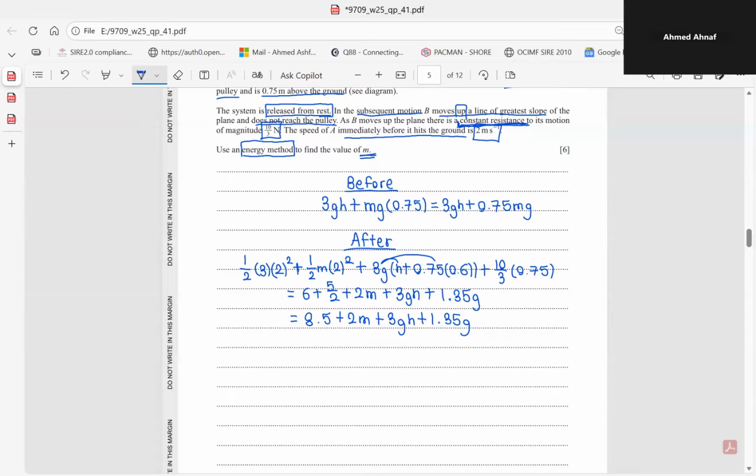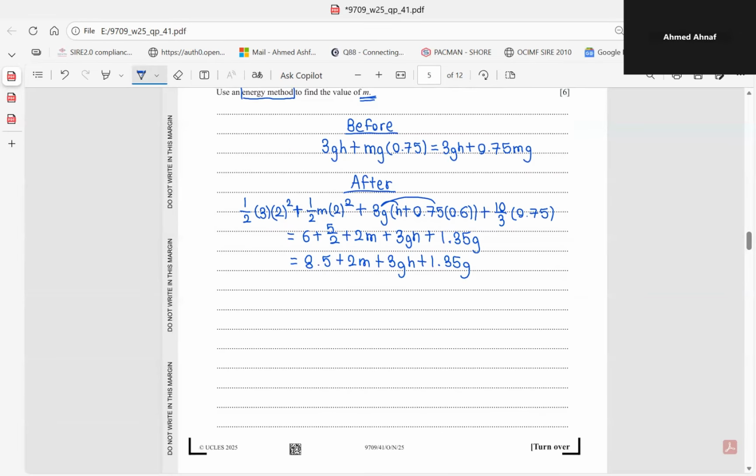Now we're going to equate the before and after together. So 3gh plus 0.75mg equals 8.5 plus 2m plus 3gh plus 1.35g. So we can see we have 3gh on both sides, so we can cancel those out.